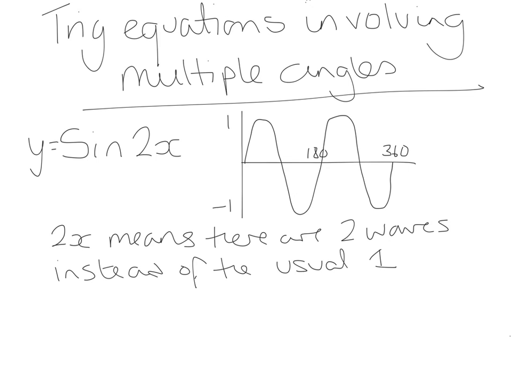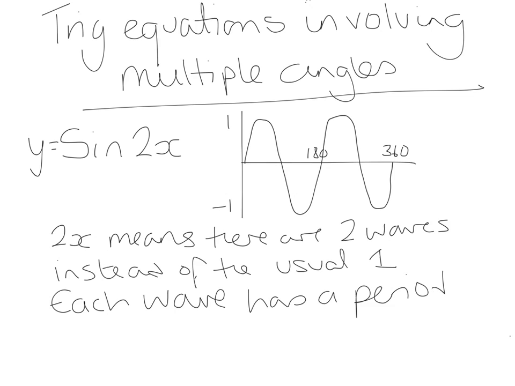This changes the period of the wave. Remember, the period is the length of one wave. So normally the length of one wave is 360 degrees. But if we have two waves in 360 degrees, then the period of each wave is 180 degrees in this case. Now there's a formula that you can use to calculate this, and I'll write that on the next slide.